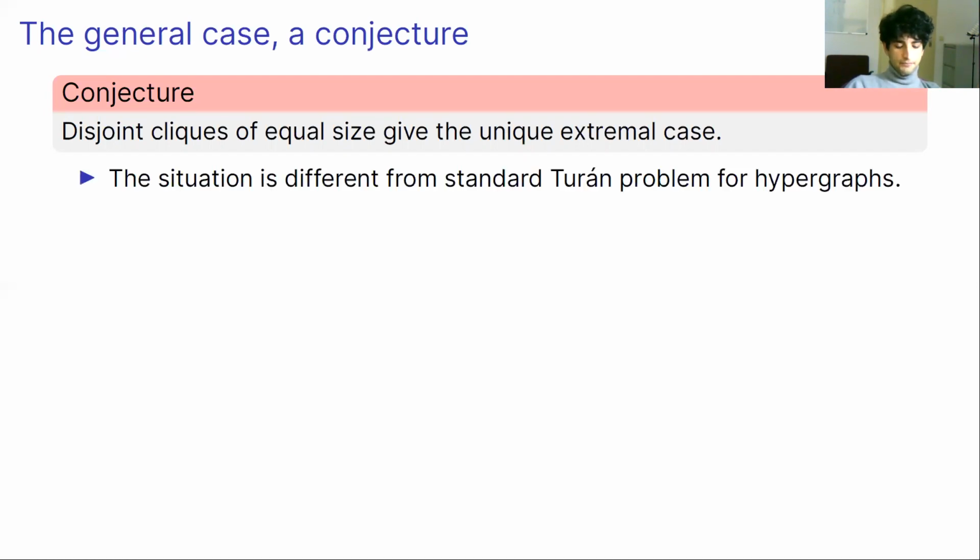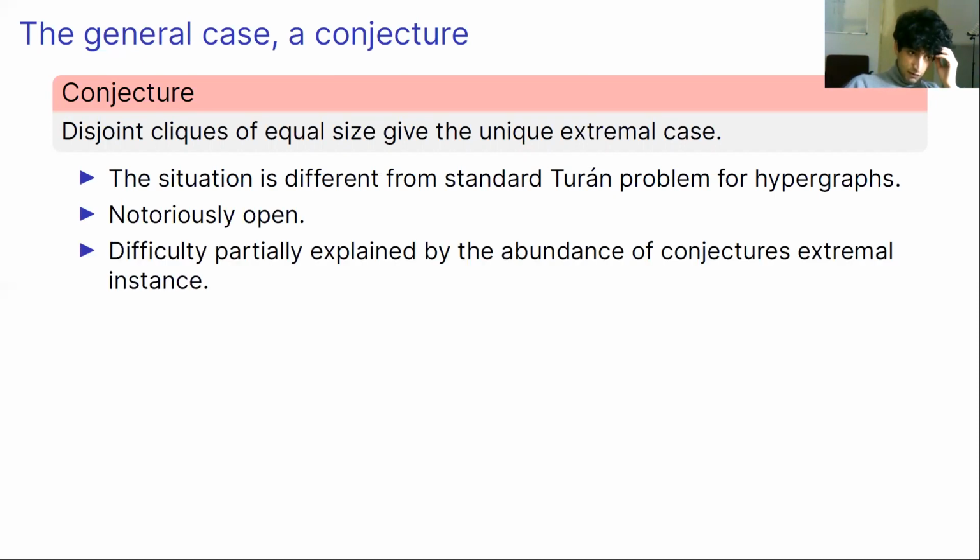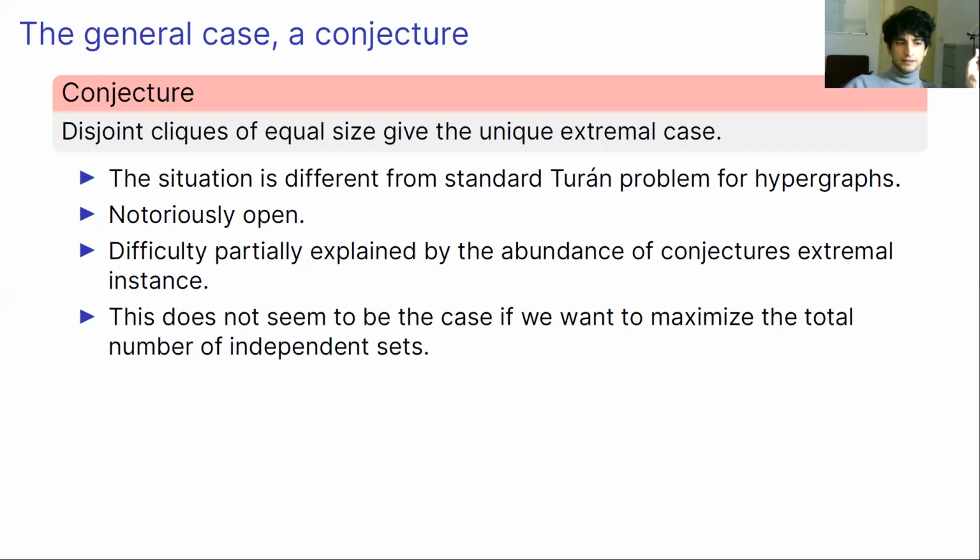But note that this is different from the usual Turán problem for hypergraphs, because there it's open, it's widely open, and one reason is that there are many conjectured extremal instances. But here it really seems like if you want to maximize the number of independent sets, we also did some small computer search on very small instances. So it really seems like there's no reason not to take cliques.